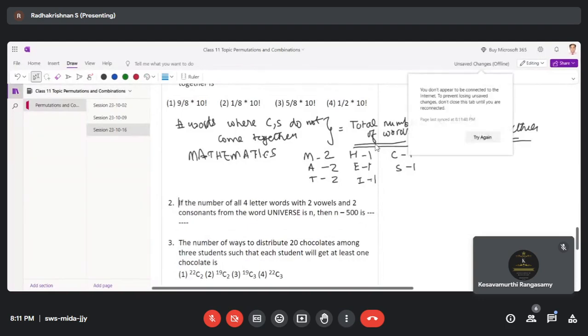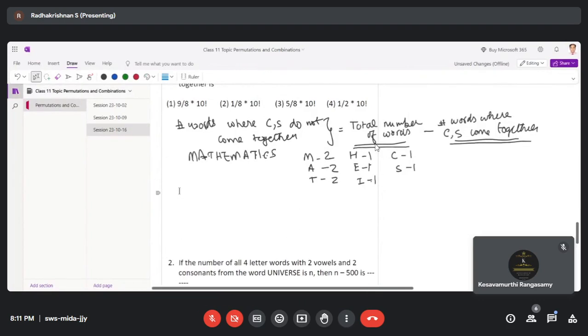What should we do for the 11 repeating? 11 factorial divided by 2 factorial into 2 factorial into 2 factorial. Yeah, that's right. Because M is appearing 2 times, we treat it as M1 and M2. So the different arrangements, what is counted as 2, we should actually count it as 1. Therefore, we divide it by 2 factorial. Similarly, another 2 factorial for A and for T also.